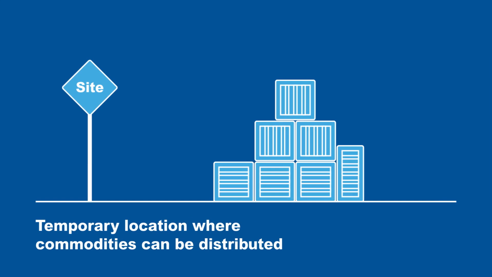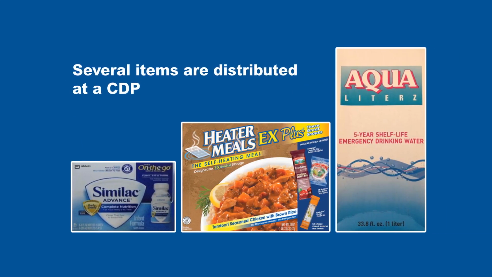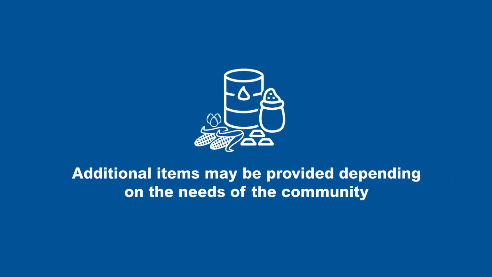Several items are distributed at a CDP, including food. This could be meals ready to eat, or MREs, or fresh food depending on availability, water, and baby formula. Additional items may be provided depending on the needs of the community.